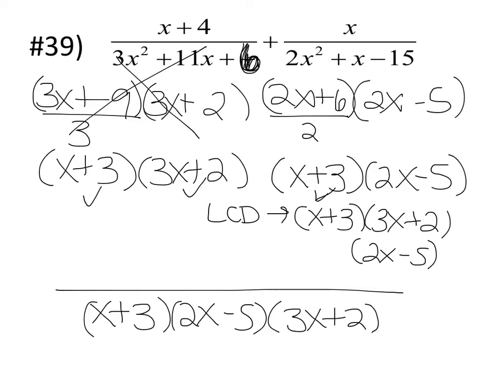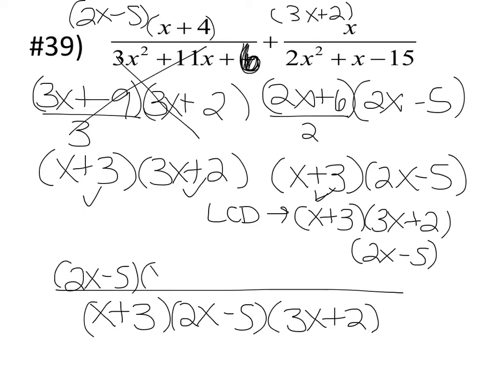Okay, now you're going to look at each denominator and see what's missing. So what's missing here from the entire common denominator? The 2x minus 5. So I'm going to multiply 2x minus 5 times this. Make sure you put parentheses around this. And then what's missing from this common denominator that this one has is the 3x plus 2. Okay, now I'm going to write that all down here. So 2x minus 5 times x plus 4 plus x times 3x plus 2.